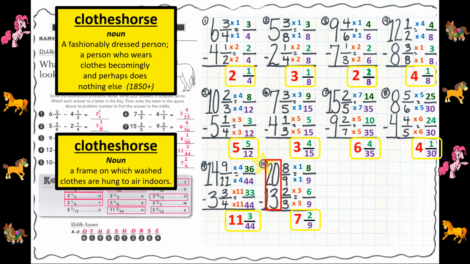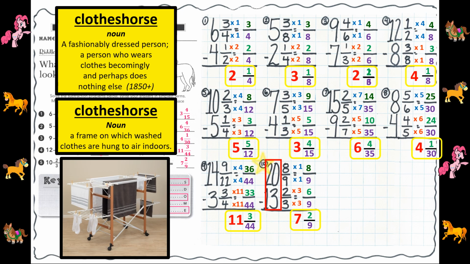Now, there actually is another word for clothes horse, which is a frame on which washed clothes are hung to air indoors. So if you're trying to save on your electric bill, you may get a clothes horse and dry your clothes here instead of in the dryer. So there you go.